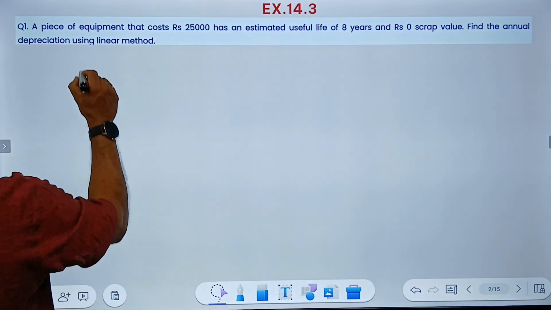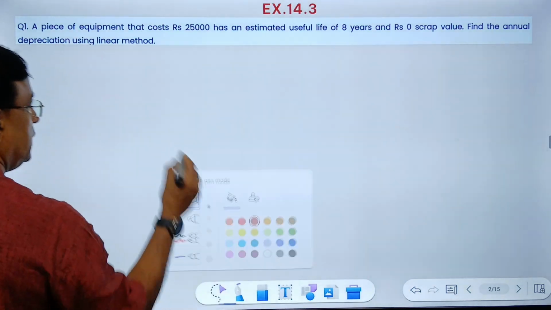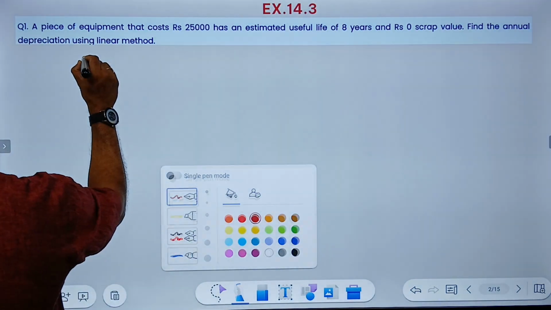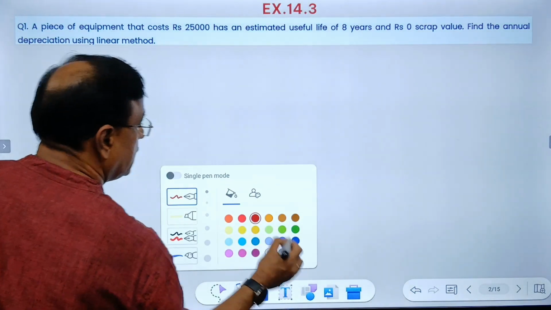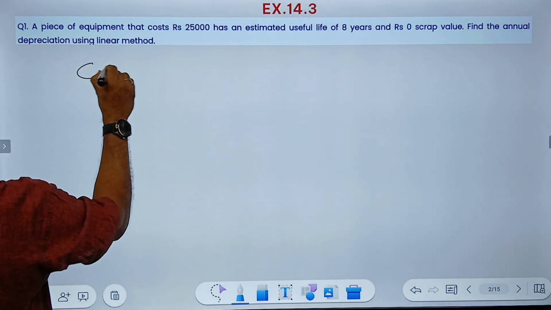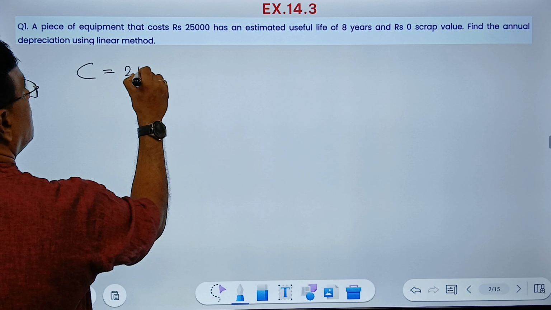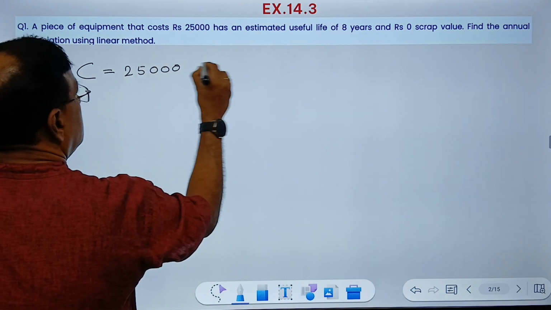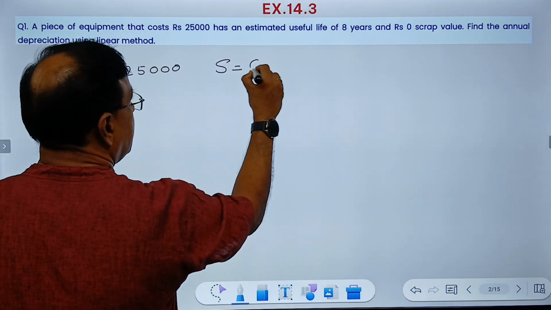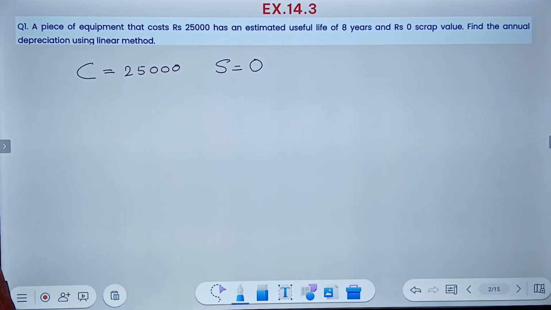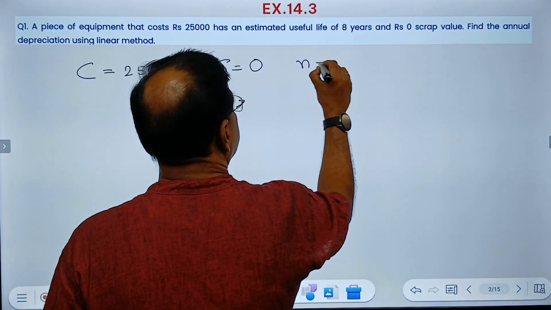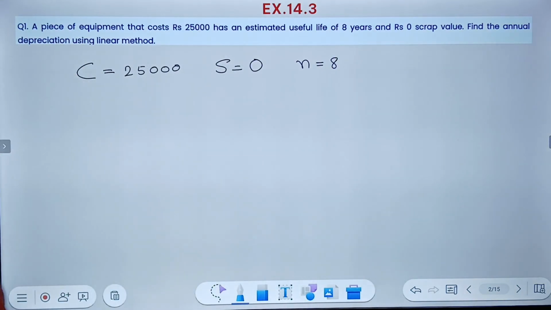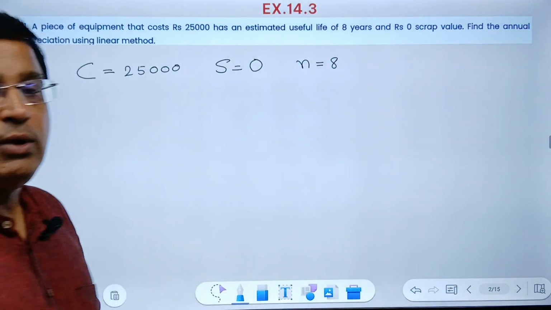Now, what is the actual cost? He says that the actual cost is 25,000 and the scrap value, it does not have any scrap value, that is good. So the value is 0 and the useful life of this product is 8 years. Then I want to find the annual depreciation.